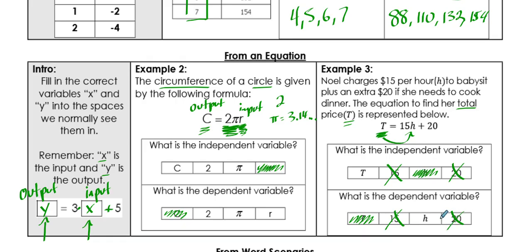Please, please, please do not pick a number when it asks you for a variable. That doesn't make any sense. A variable is an amount that can change. It couldn't possibly be a number.